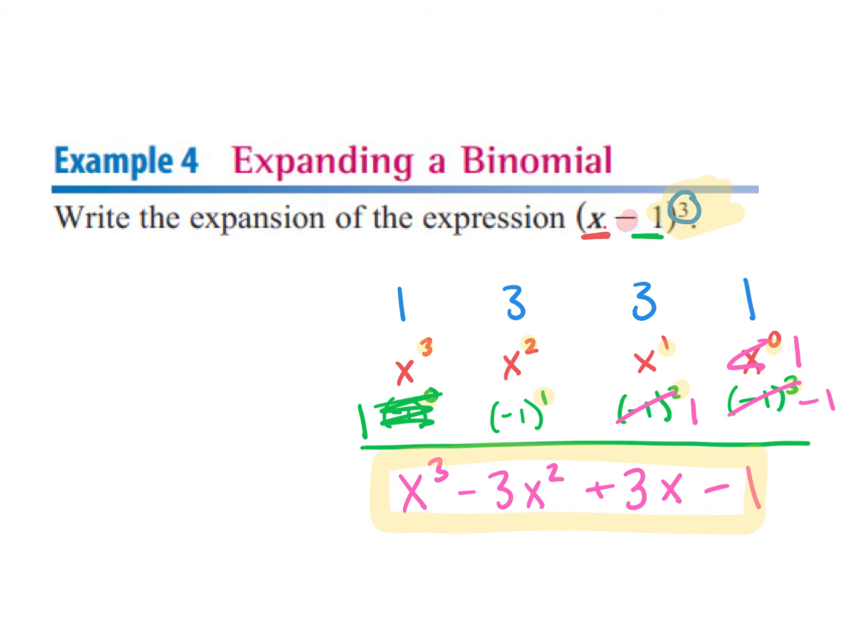Also, when it's a minus, so if your binomial has a minus in the middle, your signs are always going to alternate. So it'll start with a positive number, then go minus, plus, minus. So your signs always alternate when it's a minus in the middle. It's always going to start positive if the first number starts positive.